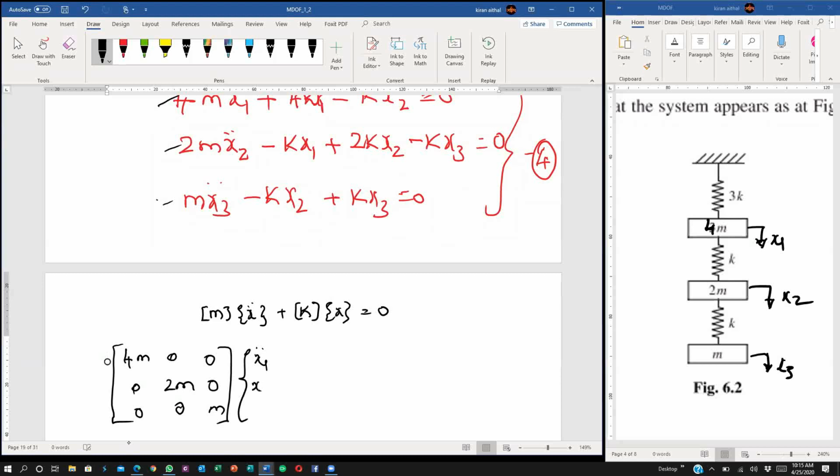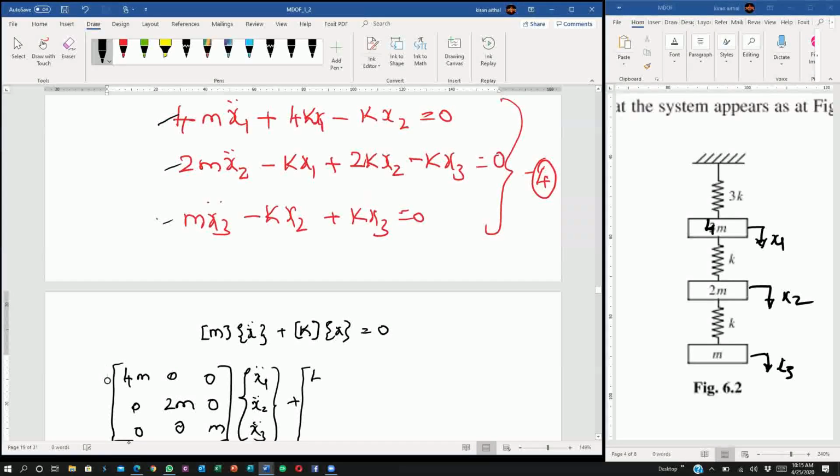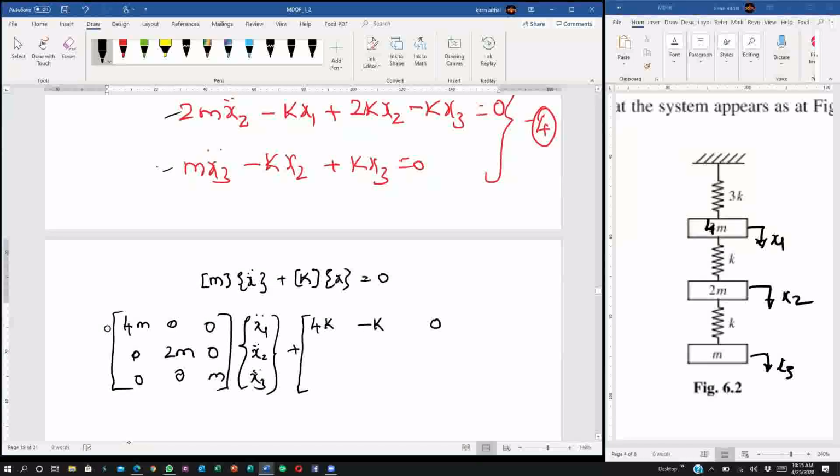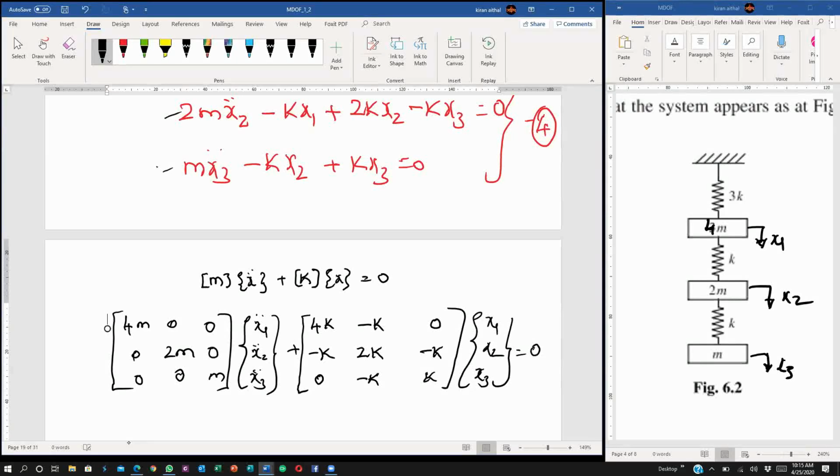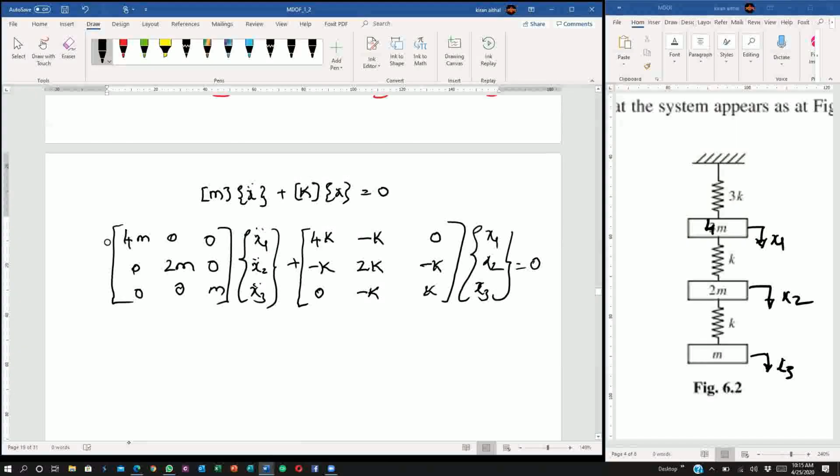Multiplied by x1 double dot, x2 double dot, x3 double dot, plus, what is that? 4k and then minus k, 0. Next row, minus k, 2k, minus k. Then 0, minus k, k, and this multiplies x1, x2, x3 is equal to 0. So this is my equation in this form.